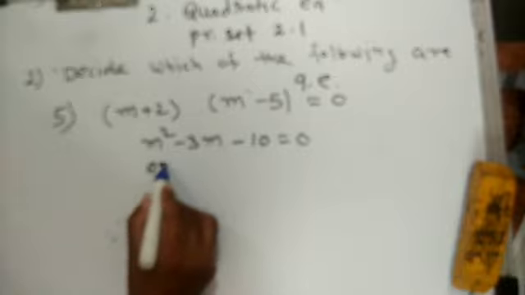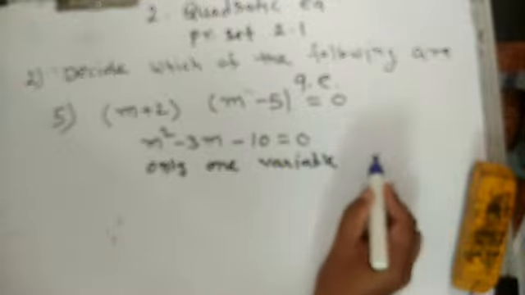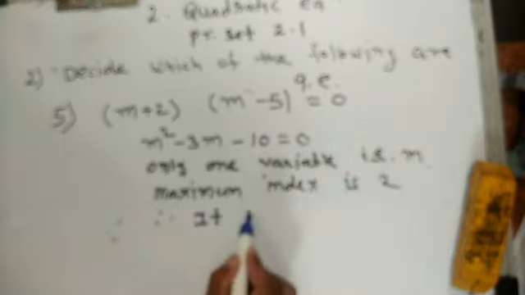And again, here the maximum index is 2, and there is only one variable, that is m. Therefore, it is a quadratic equation. Therefore, we can write here: only one variable, that is m, maximum index is 2, therefore it is a quadratic equation. Okay, this is the fifth problem. Then the last problem from question number 2.